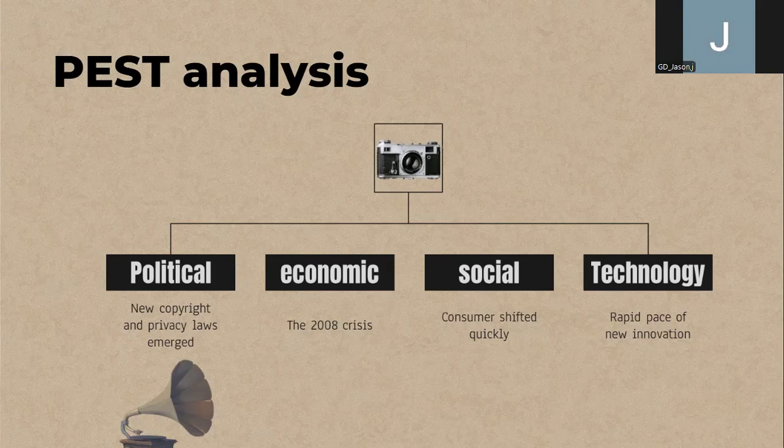And from the technology point of view, this was the biggest disruptor. Digital cameras, smartphones, and cloud storage started emerging. Even apps like Instagram changed everything. Kodak couldn't keep pace with the speed of tech innovation.